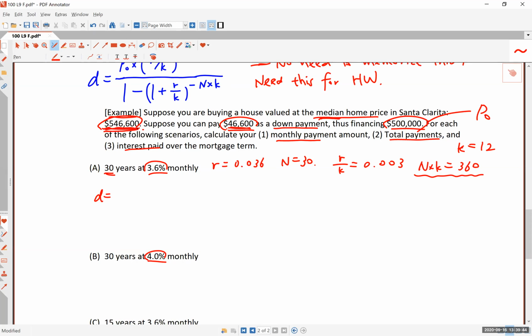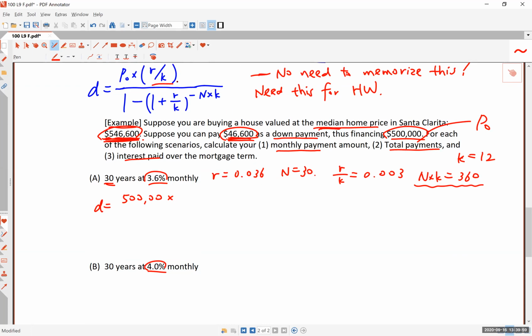Because this is how much you have to buy. This is how much your house is, and this is how much you can afford to pay today as a down payment. The rest of the money, the balance, is 500,000. So you have 500,000 on the top times R divided by K, which is 0.003. You have a very large number multiplied by a very small number. The denominator is 1 minus 1.003 raised to the negative 360th power.